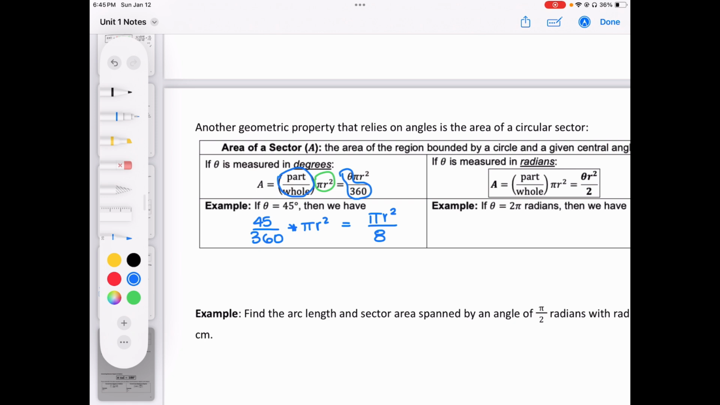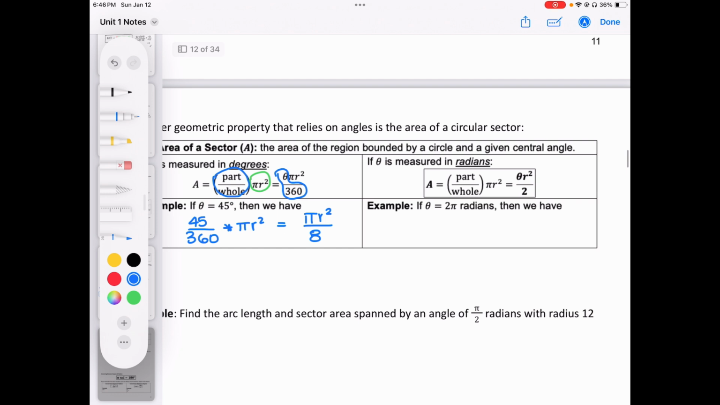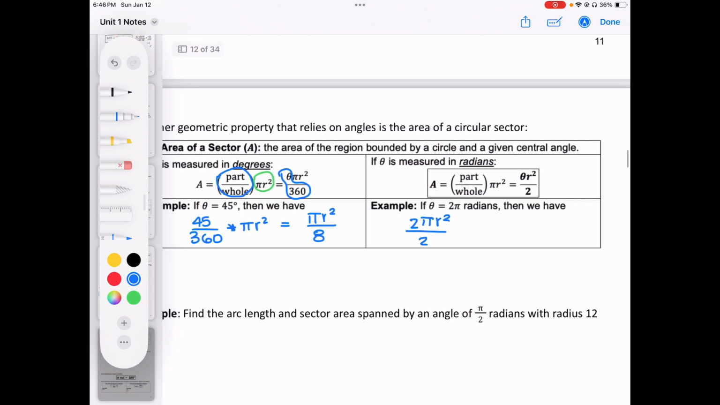If we did this in radians, it looks slightly different. Instead of using 360, we would use just pi r squared times 2 pi. Okay. All right, so now for plugging in that 2 pi, we have 2 pi r squared all over 2, or pi r squared. Okay, and again, we don't have a radius, so we can't go beyond that.